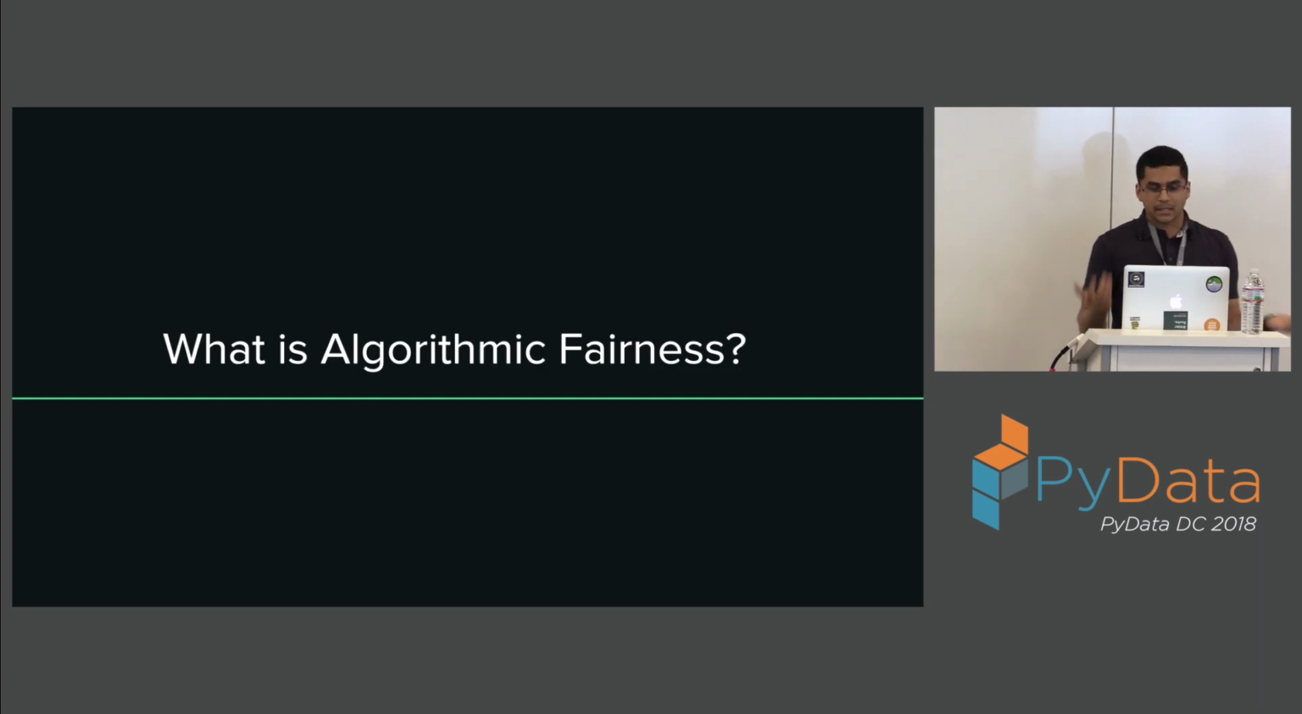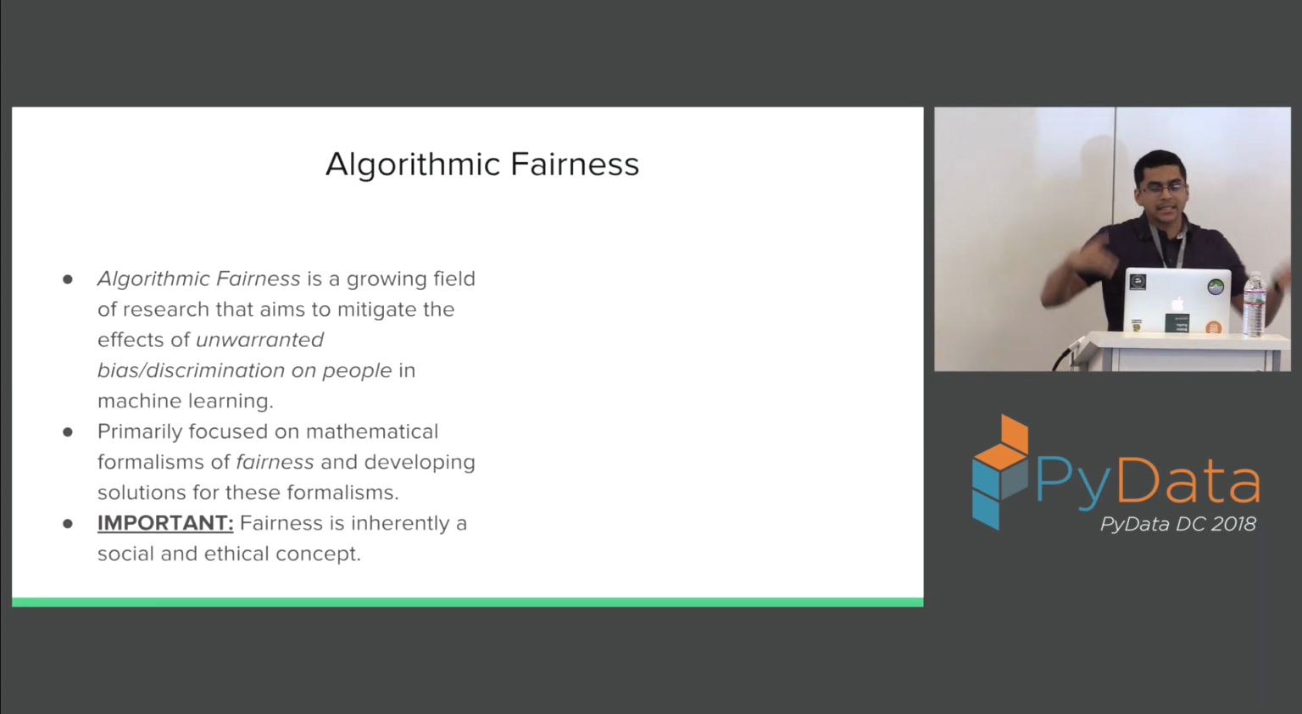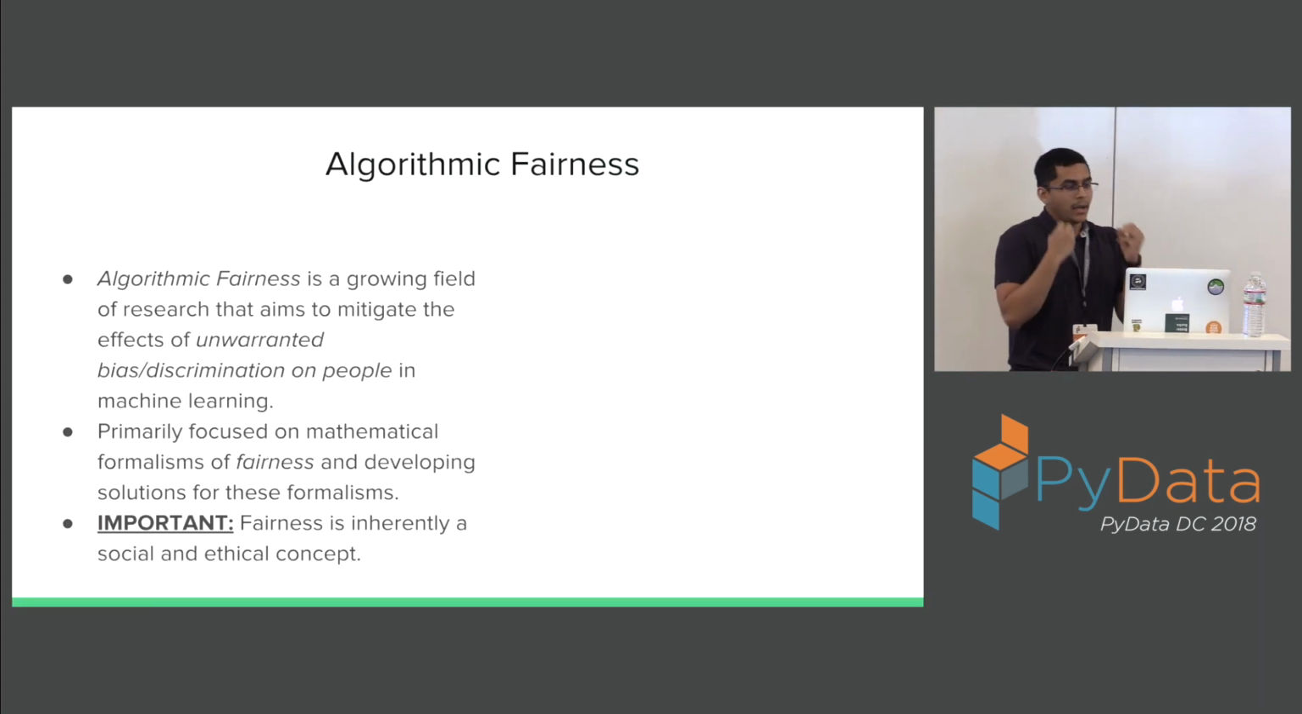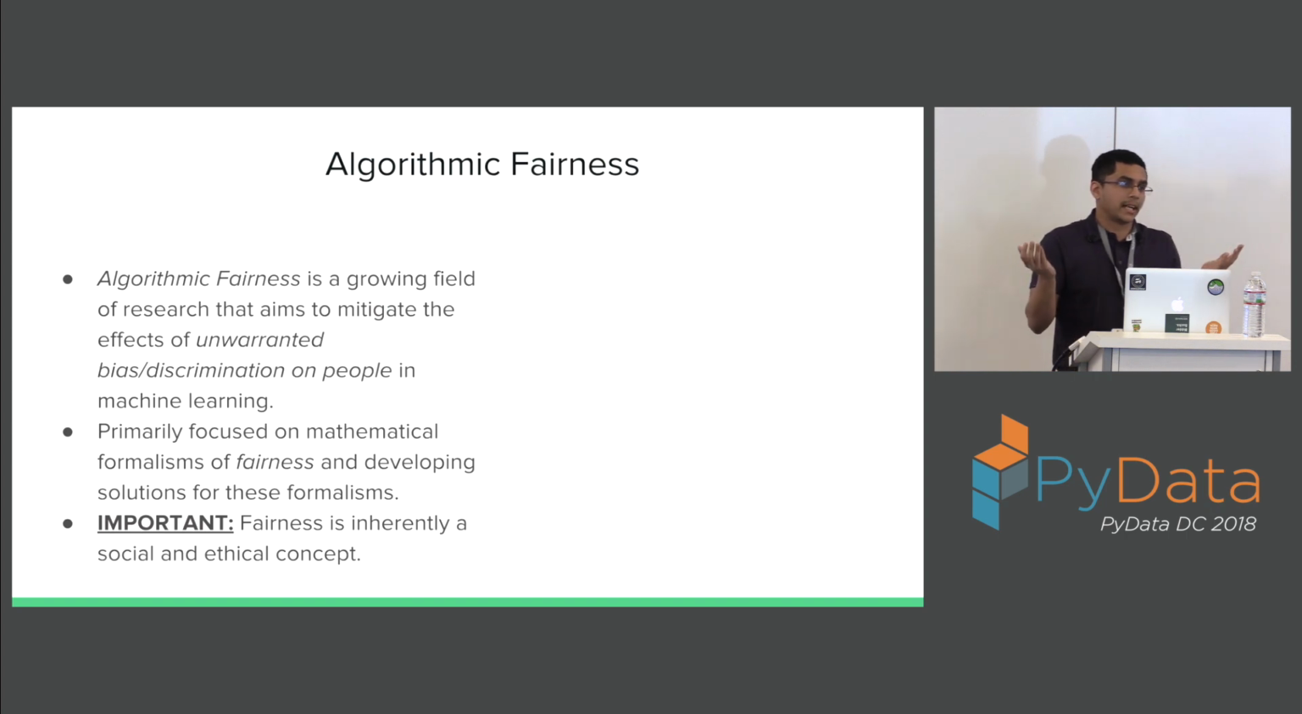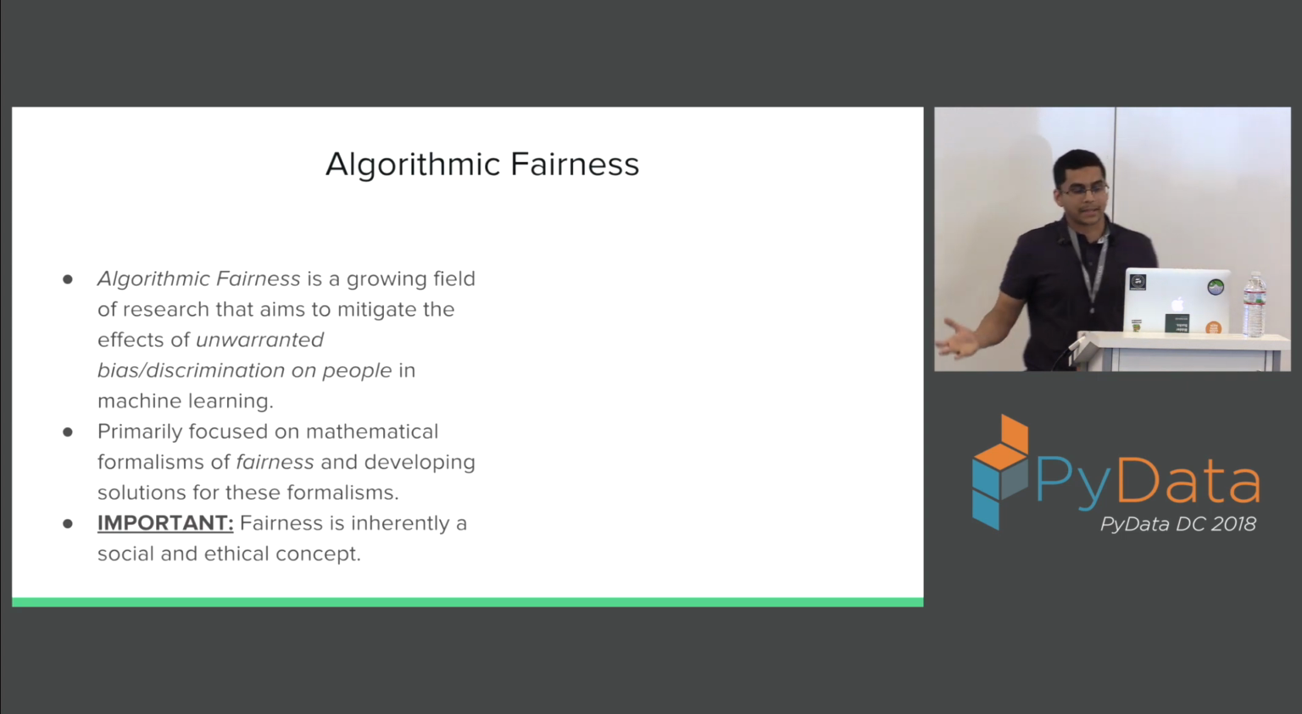So what is algorithmic fairness? The goal of algorithmic fairness is that it's a growing field of research that aims to mitigate the effects of unwarranted bias or discrimination on people. And this is more than just regular misclassification. If you have an image recognition detector that tries to say if an animal is a cow or a horse, and it misrecognizes cows as horses, yeah, it's kind of bad, but there's no deep societal implications because of that. We really care about unwarranted effects of discrimination on people.